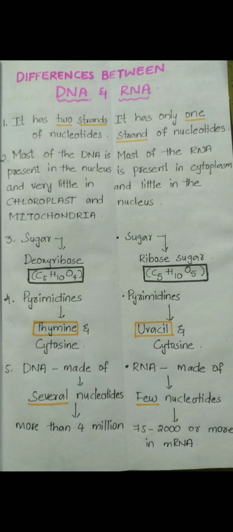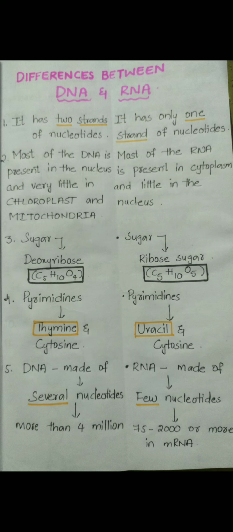So, let us discuss differences. The very first point is DNA. DNA has two strands of nucleotides. Usually, like we say, building blocks. For a building, bricks are the building blocks. In the same way, for DNA, nucleotides are the building blocks. So many nucleotides together form DNA. So there are two strands in case of DNA.